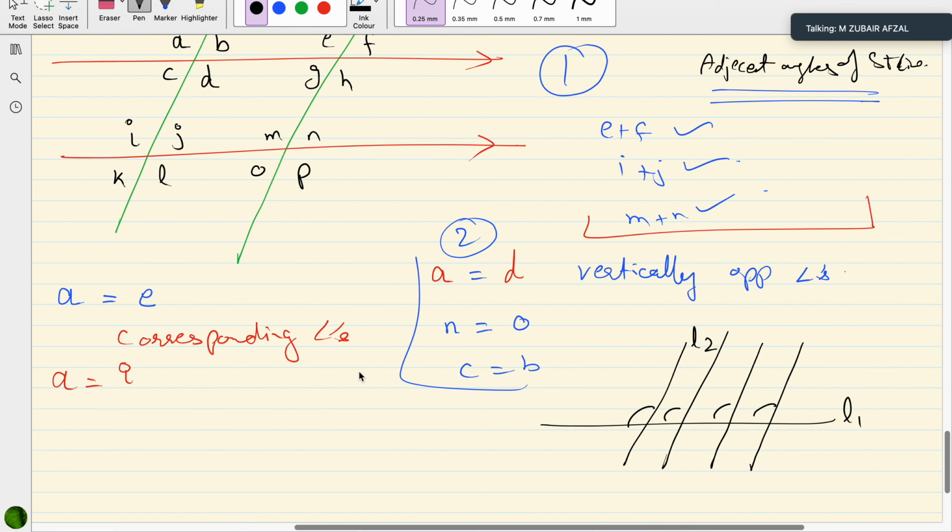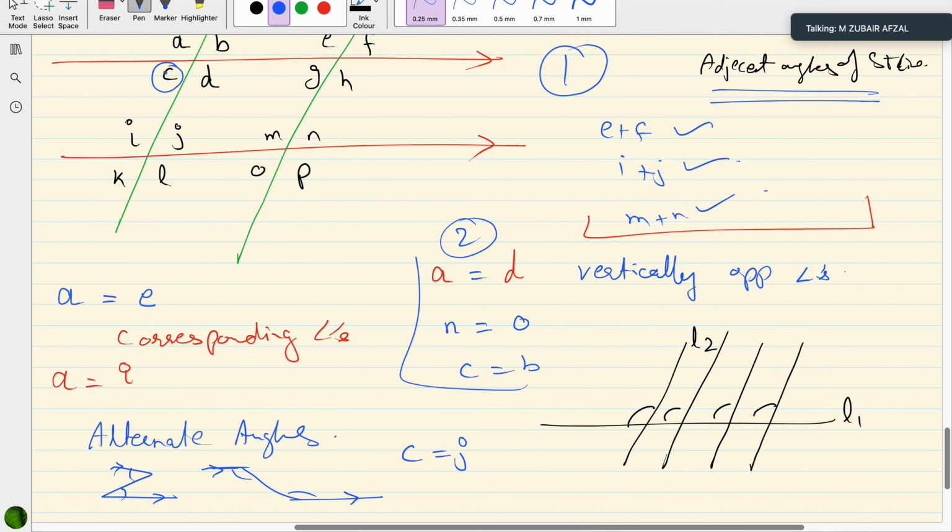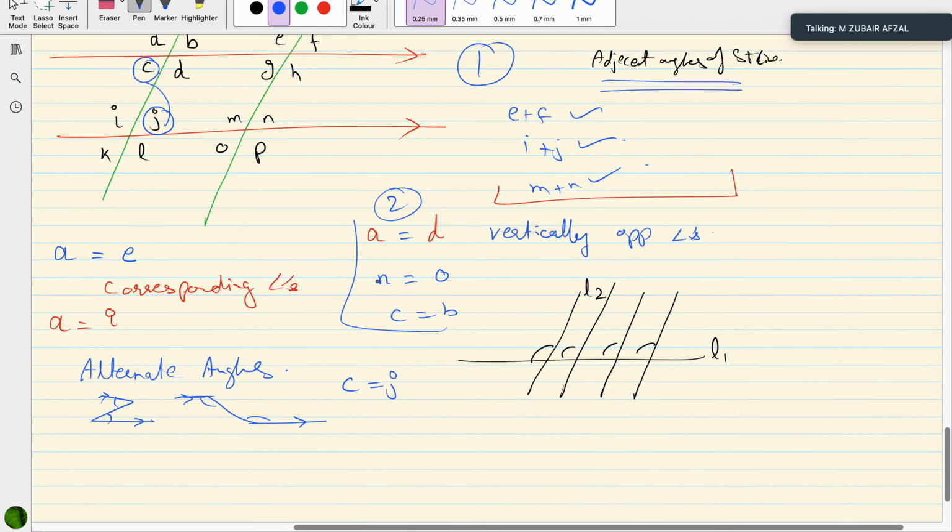So adjacent angles done, corresponding angles done, vertically opposite angles done. What were alternate angles? Alternate angles were those if we make a Z, these two are alternate. Or if we make Z in this way, these two are alternate. The lines have to be parallel for it to be named as alternate. One of the pairs is C equal to J. Can you see that? C and J. So these are alternate. Name another pair which is alternate.